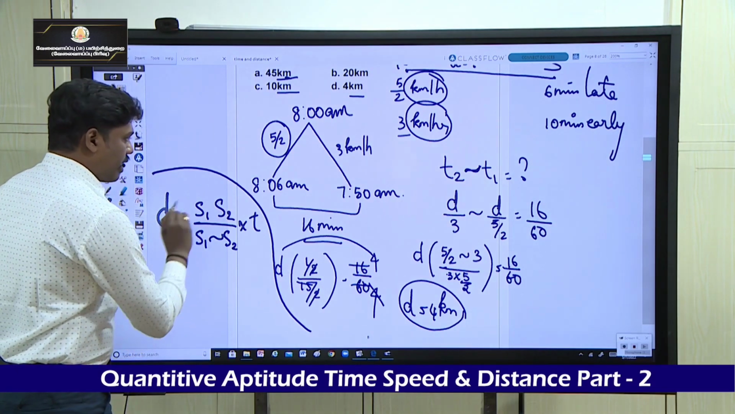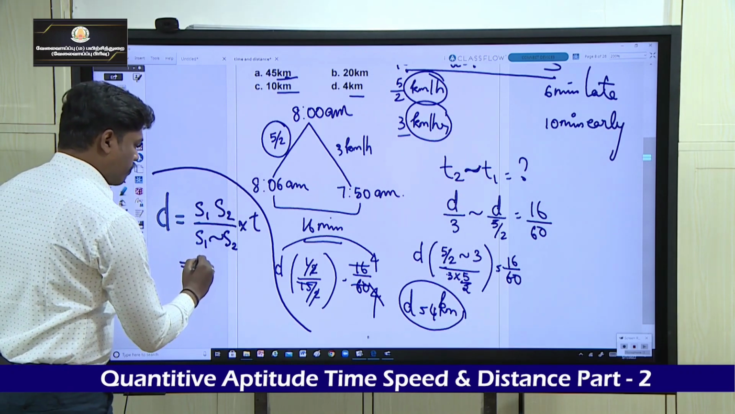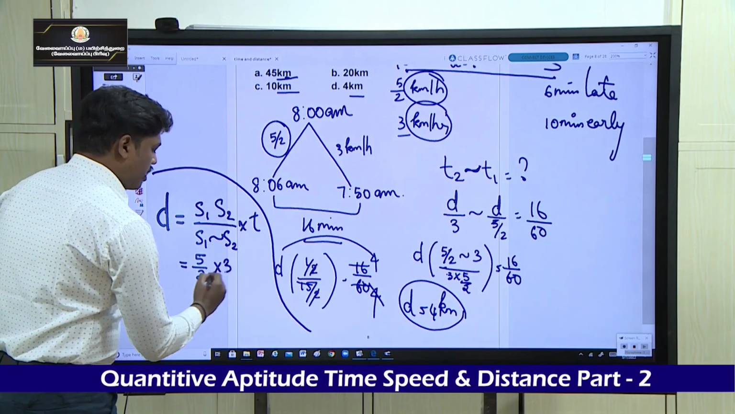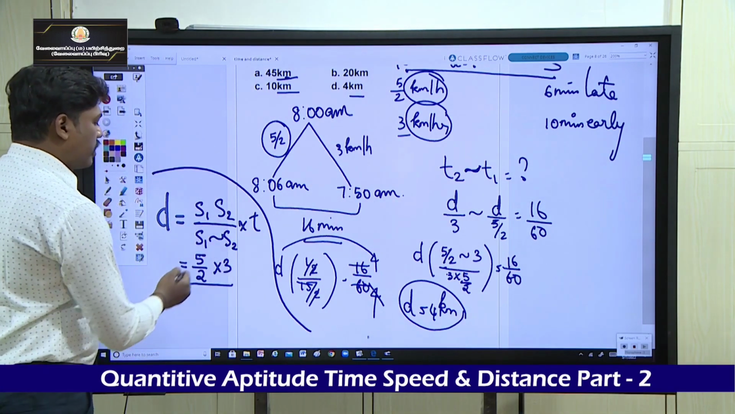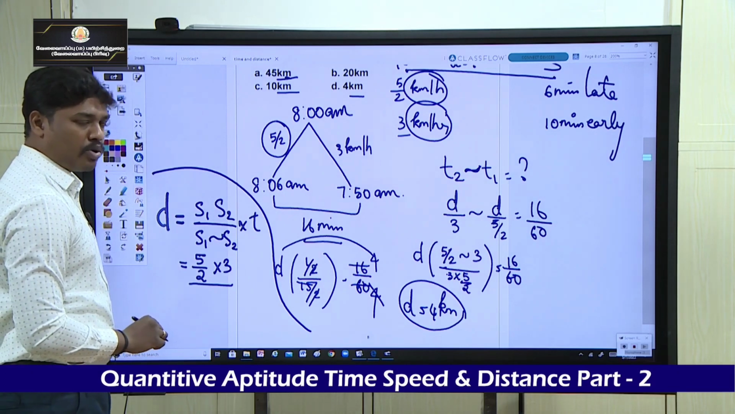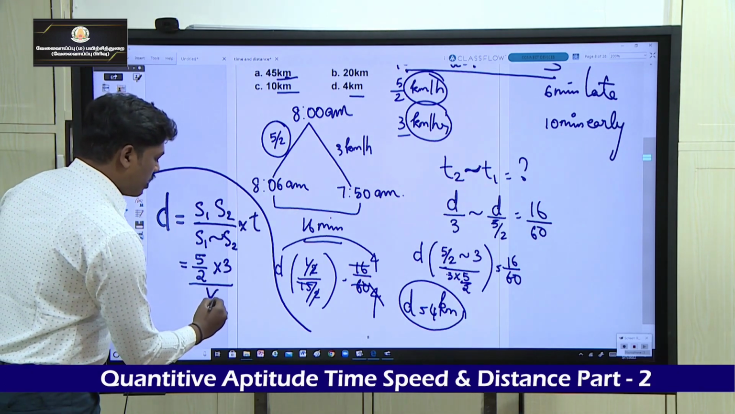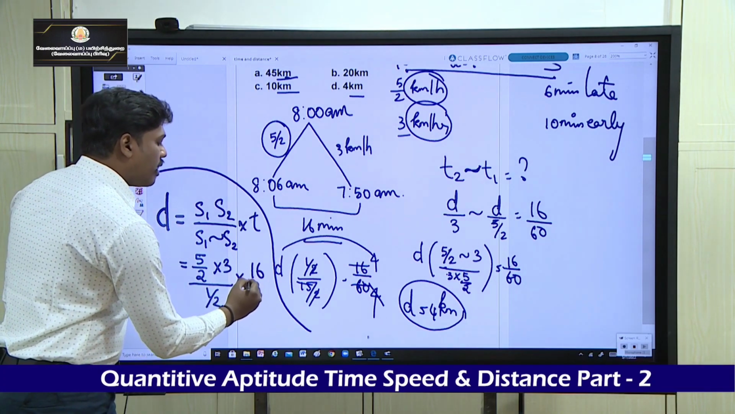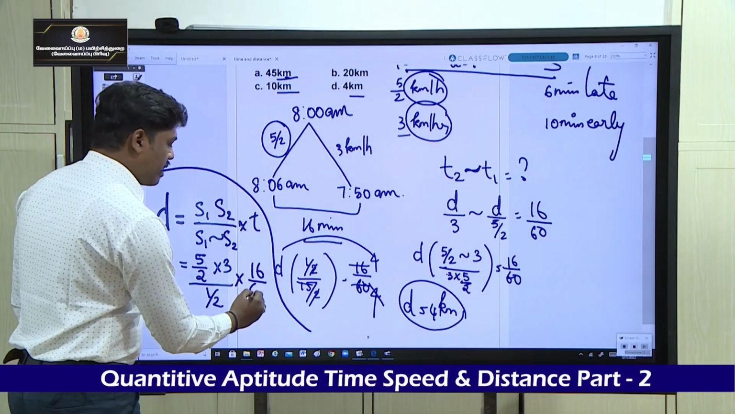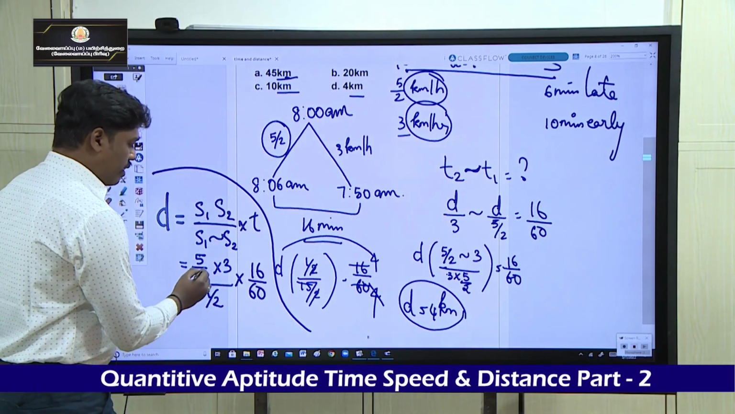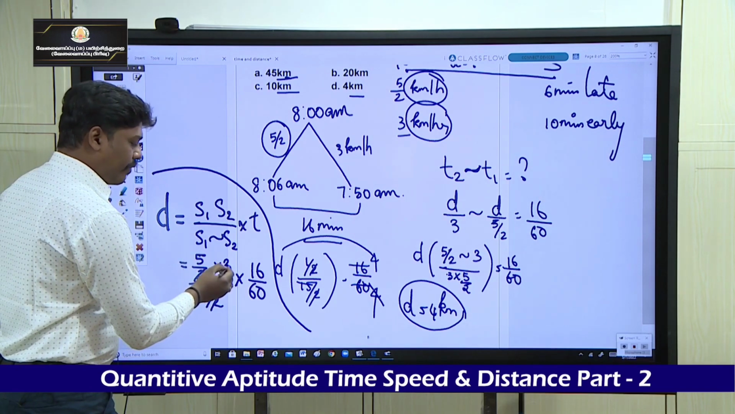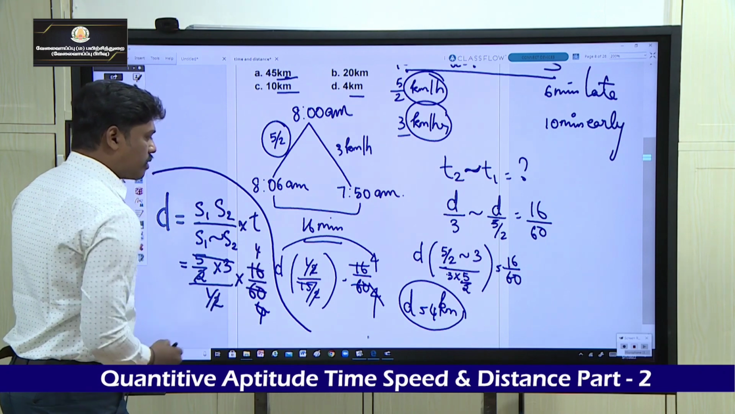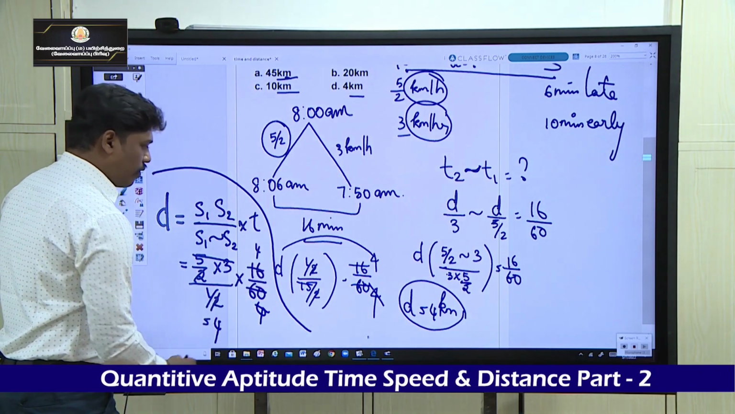What is S1? 5 by 2. What is S2? Which is 3. And here we are finding a difference. So 3 minus 2.5. 5 by 2 is 2.5, which is 1 by 2 into time difference is 16 minutes. So 16 minutes convert into hours. So divide by 60. You will be getting 2 cancel. 3 into 5, 15. 15 ones are 15, fours are, 4 ones are 4, fours are. So distance is equal to 4 kilometer.